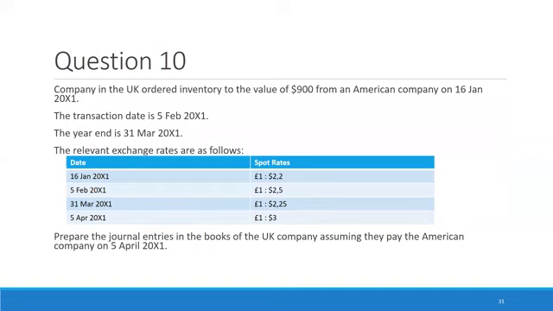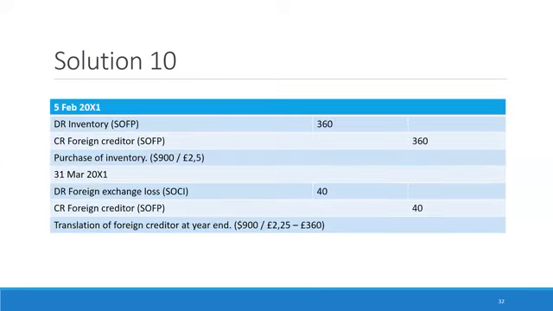What is our next significant date? That would be our year end, which is the 31st of March 20X1. And at year end, we need to restate or update our monetary items. So our foreign creditor needs to be updated at year end. How do we do so? We need to see, well, what would we pay them if we in fact settled on year end? So if we were to settle at year end, we would actually have to pay them $400, but we've only recorded them at 360. So how are we going to update them?